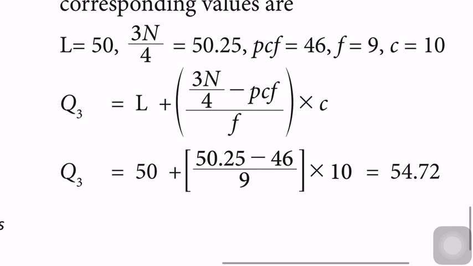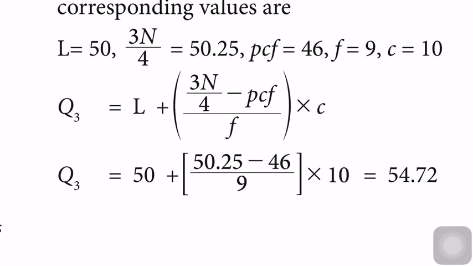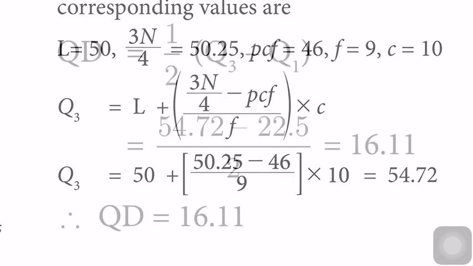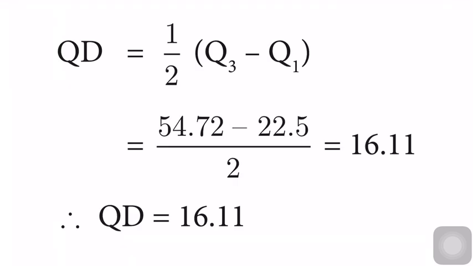After finding Q1 and Q3, we can find the quartile deviation and the coefficient of quartile deviation. Q3 minus Q1, that is 54.72 minus 22.5, divided by 2, is equal to 16.11. Quartile deviation is 16.11. If they ask for the coefficient of quartile deviation or relative measure for quartile deviation, we can calculate that also, and the formula for that is Q3 minus Q1 divided by Q3 plus Q1.